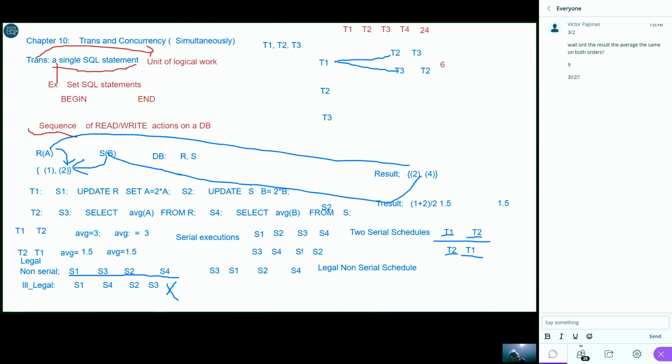So that's the whole idea, to take a non-serial schedule and see which serial schedules it is equivalent to.